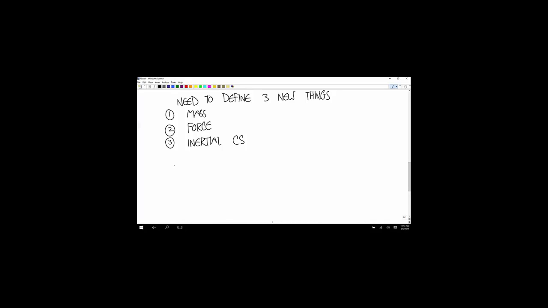Okay, I'm going to start by defining mass. That's the simplest of the three. And mass is a positive scalar, so there's no such thing as mass direction. Something just has mass, and it can't have negative mass. And it indicates the resistance an object has to acceleration.